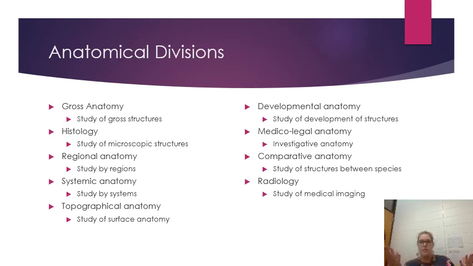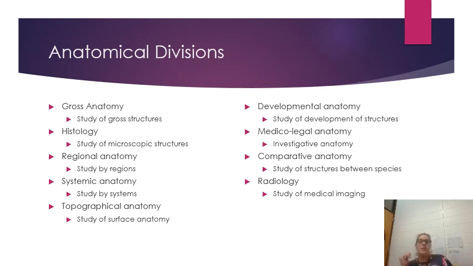Regional anatomy is anatomy that is studied by region. So instead of saying, I'm going to study the circulatory system, I'm going to say, I'm going to study the neck, and I'm going to look at the relationships of the circulatory system to the muscular system and to everything else. I'm looking at everything by region instead of by system. Then systemic anatomy is the study of anatomy by system. So you'll look at the entire body and say, okay, I'm looking at the circulatory system through the entire body as opposed to just in one part of the body.